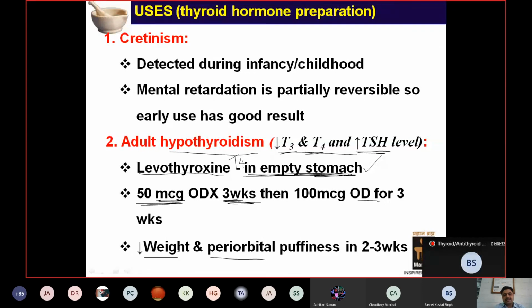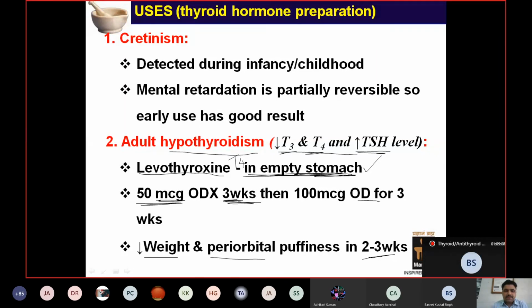So when you start the therapy, slowly the weight will start decreasing, and it takes 2 to 3 weeks. Okay, so today we will stop here. I think two slides were left for today. Or shall I finish this? I think there are still 5 more minutes. I think we can finish, and in the next class we will just revise it and then go to the antithyroid.